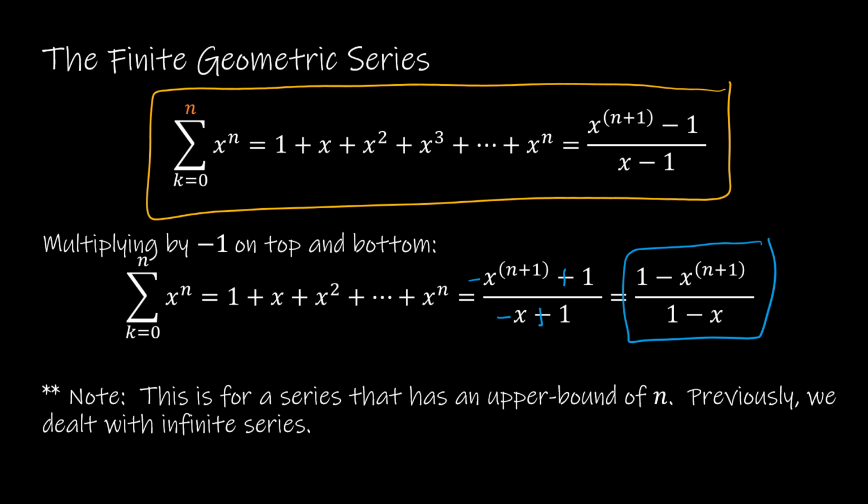So again, this is a series that has an upper bound of n. So previously, when we looked at the fundamental identity, we always looked at an infinite series, but when we're looking at this specific series, the finite geometric series, we do have an upper bound.